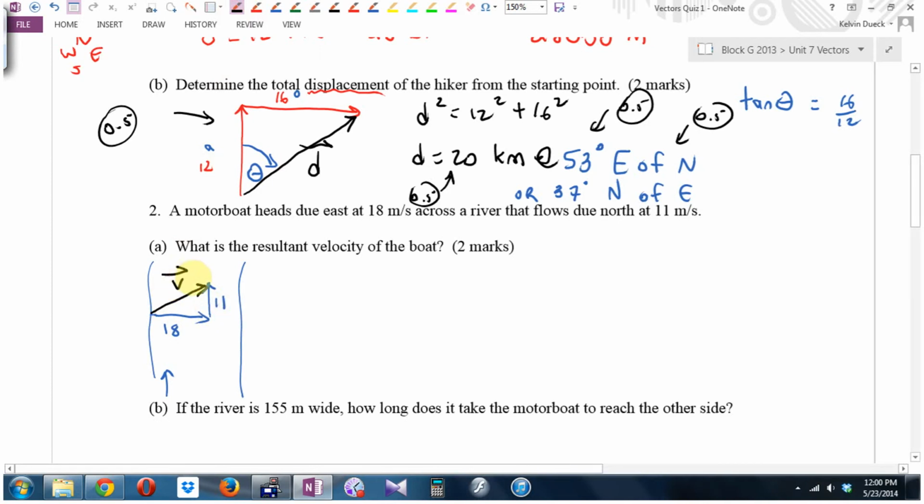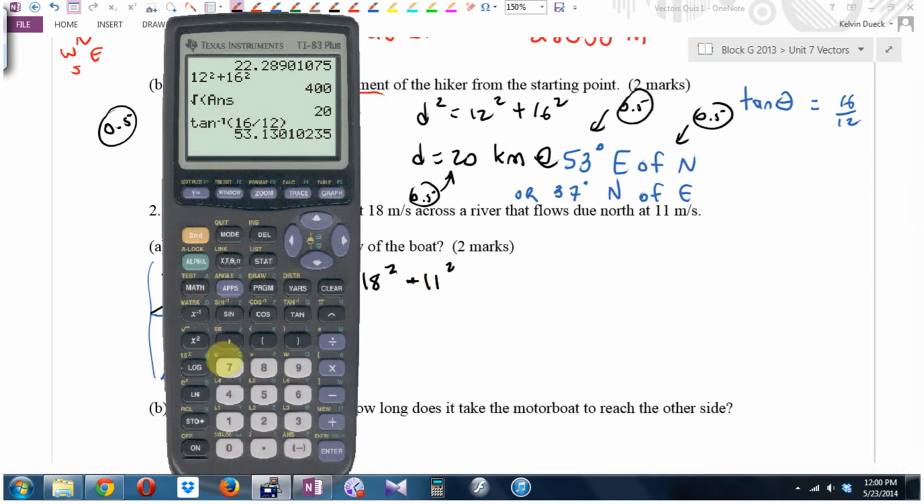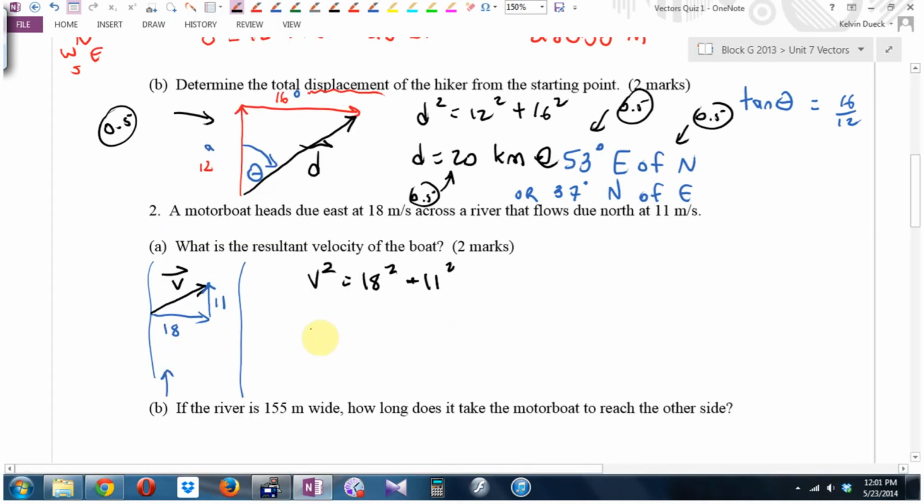In fact, I think V squared is going to be 18 squared plus 11 squared. I don't think this is going to work out evenly. Maybe it does. I doubt it. 18 squared plus 11 squared, square root, 21.1 if you wanted to go that far. V equals 21.1. That's a scalar. To make it a vector, I have to add a direction.